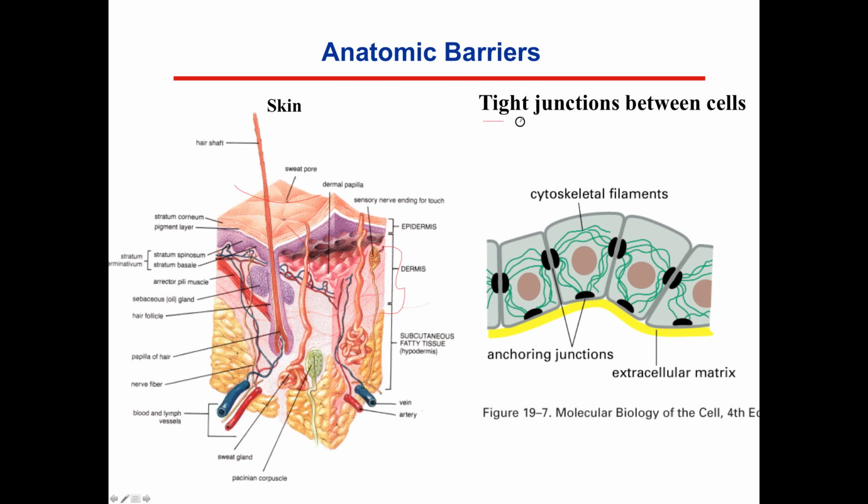Another thing about these cells is that there are tight junctions between the cells, so that things can't get in. If we were to look at the cells themselves, we would see there's tightness between the cells, so that nothing can get between them. And that's very important, these tight junctions between these skin cells.